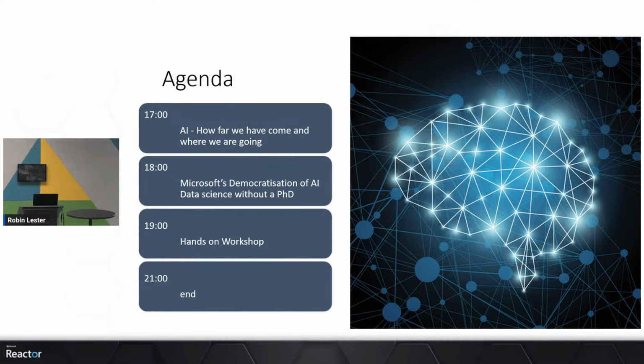After that, we're going to be talking about the stuff that we've done at Microsoft to democratize AI. So we're making it more accessible, making it easier, making it so you don't have to have a PhD, you don't have to be a statistician to be able to do AI.